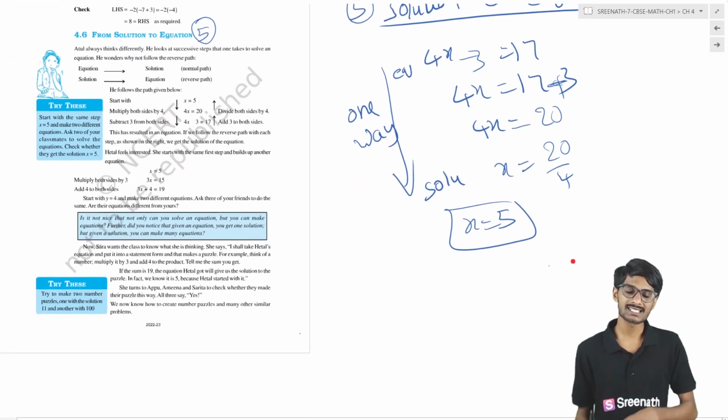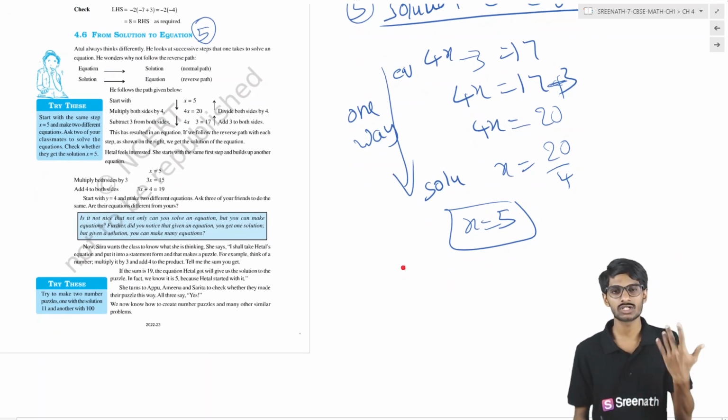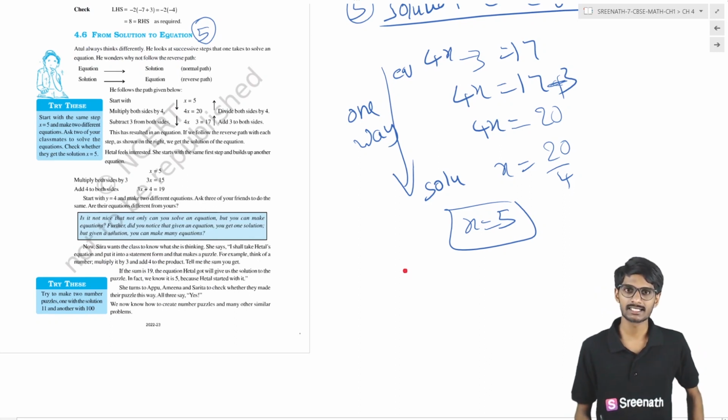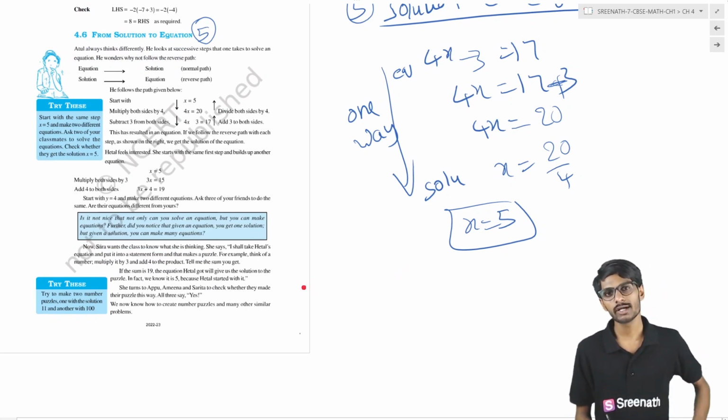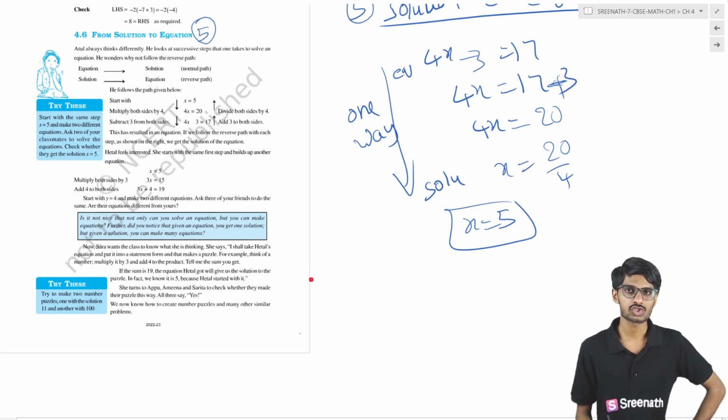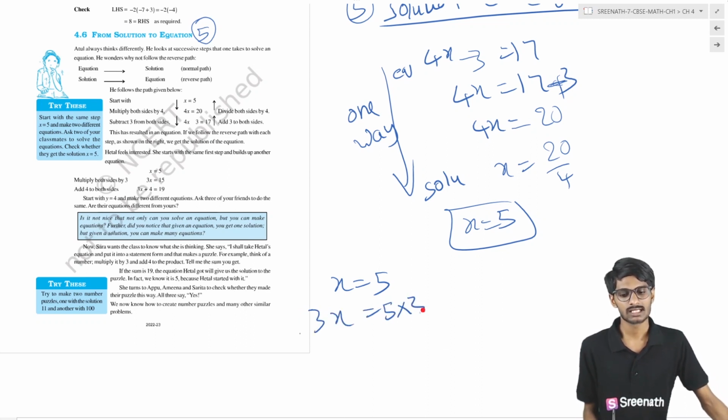One of the students in the class had a doubt, and he is extraordinarily intelligent and creative. He started his journey asking why don't you start with a solution? Suppose x may be 5, then what happens? We have to multiply this number with 3. So 3 into x is equal to 5 into 3, that becomes 15.